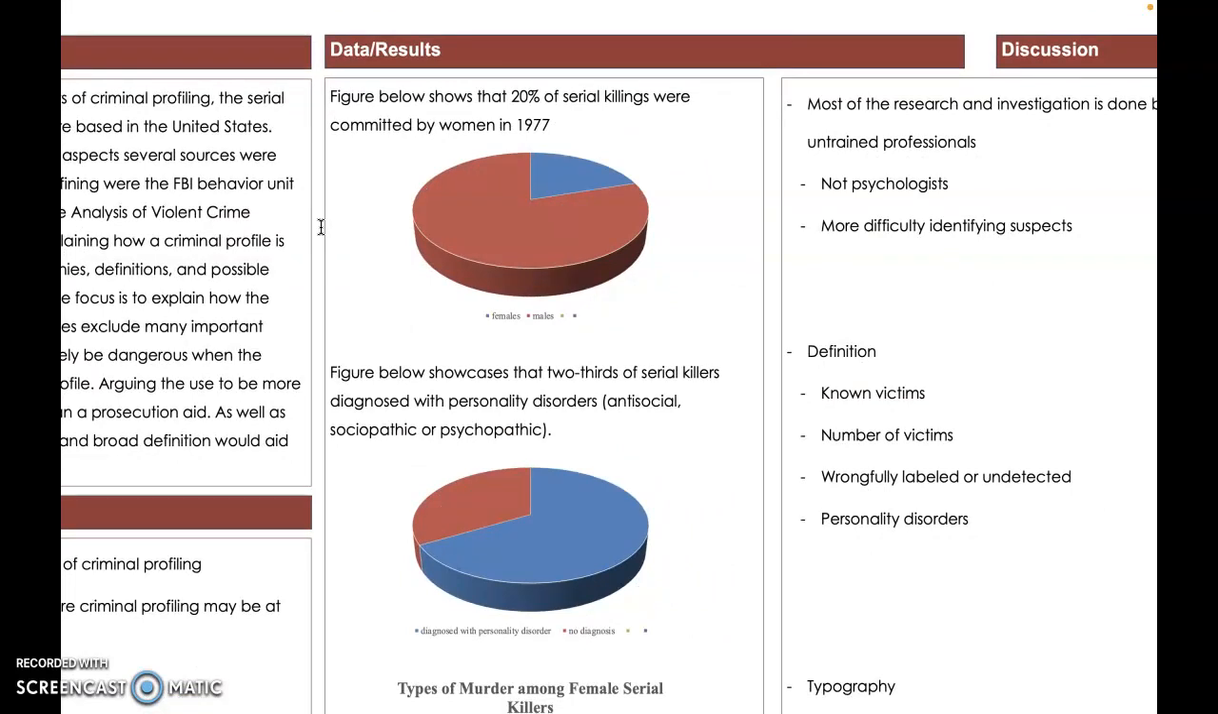Here's some of the data that was in the paper. So this is a pie chart showing serial killings. 20% was committed by women in 1977. Since most research targets male serial killers, they don't realize the huge amount that they're missing out on when it comes to investigating female serial killers and actually knowing the aspects of one and how to identify one properly.